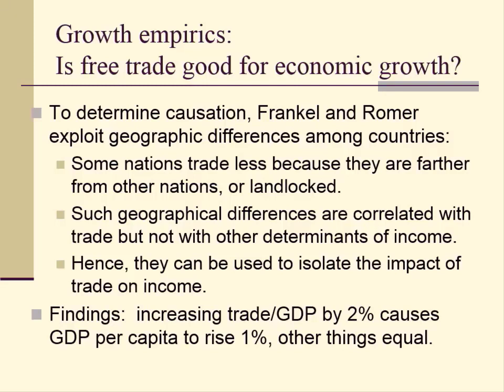And they found that increasing the trade per GDP ratio, which is also used as a measure of economic openness and is equivalent to the absolute value of exports plus the absolute value of imports divided by GDP, by 2% causes GDP per capita to rise 1%, other things equal.